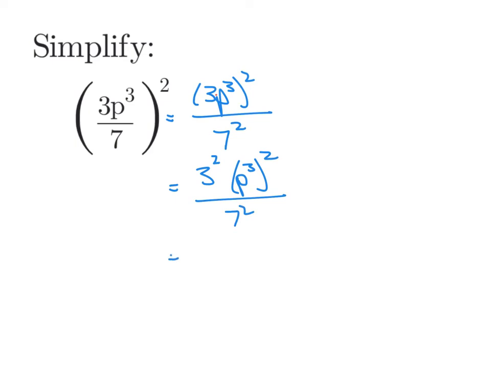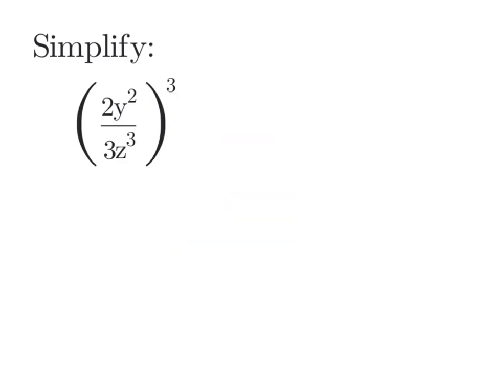Now when we simplify each part, 3 squared, that's 3 times 3 is 9. P to the third to the second, so we have a power to a power. That would mean that we're going to multiply those two together, so p to the sixth, and 7 squared is 49. So this would be our final answer.